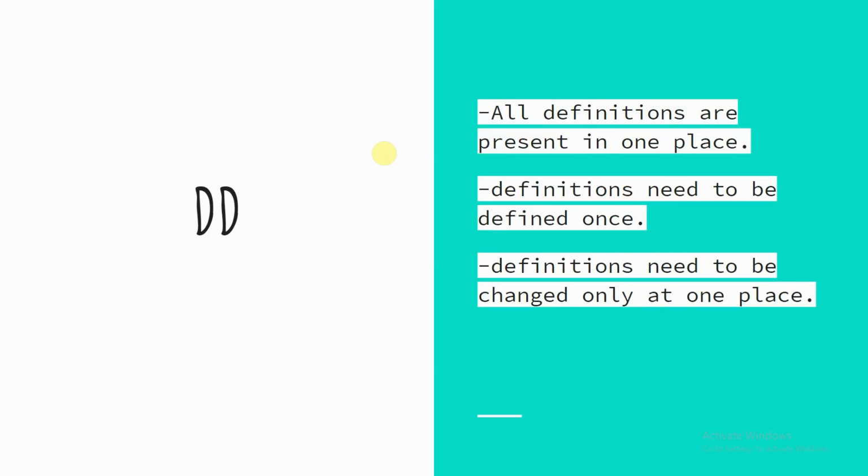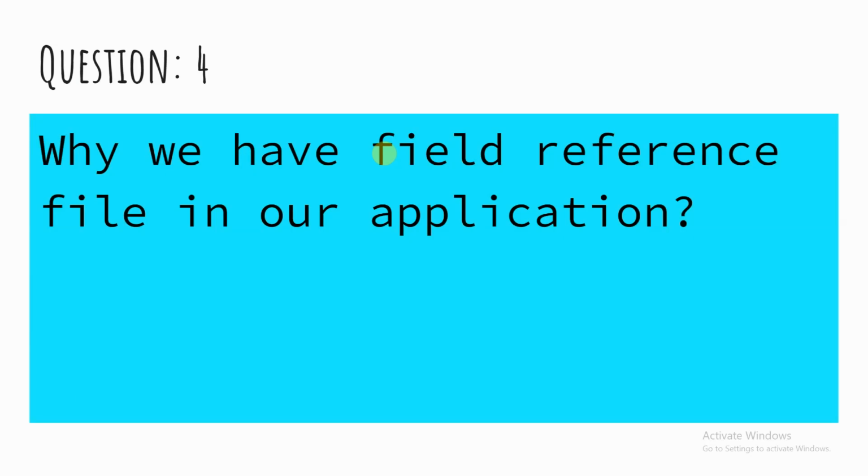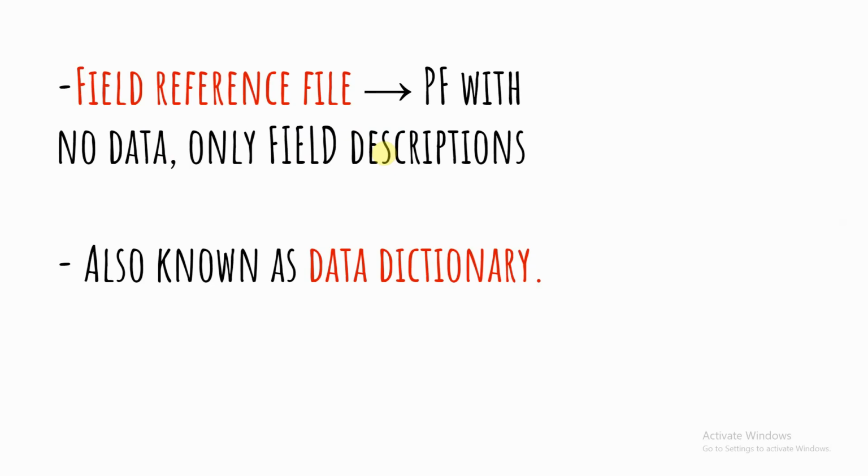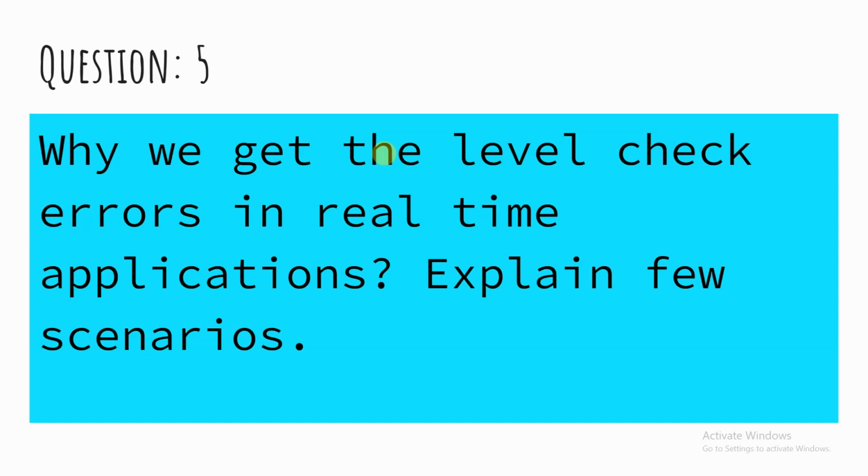This was why we have the field difference table. We have a field difference table file in our application, and I have explained why. Now the fifth question: why do we get level check errors in real-time applications? Explain a few scenarios.